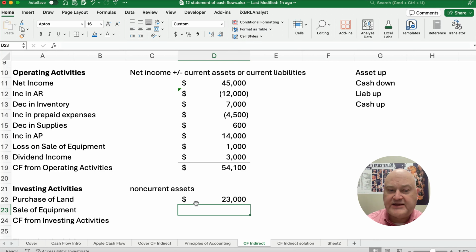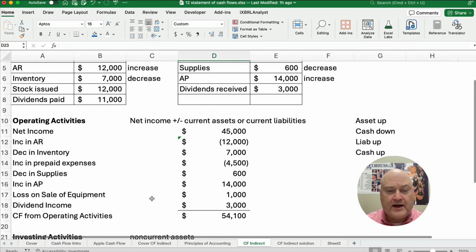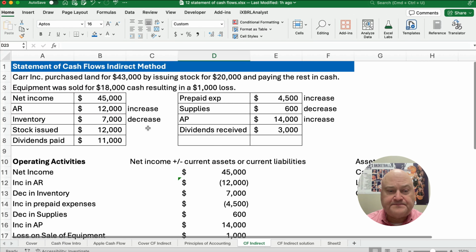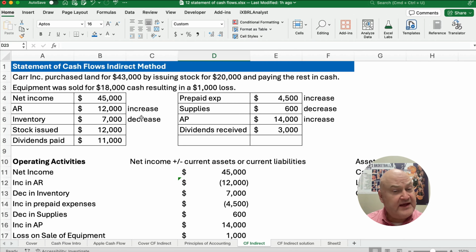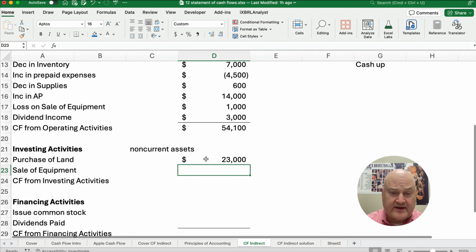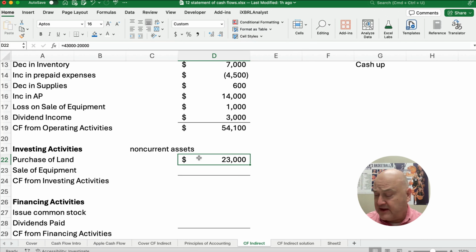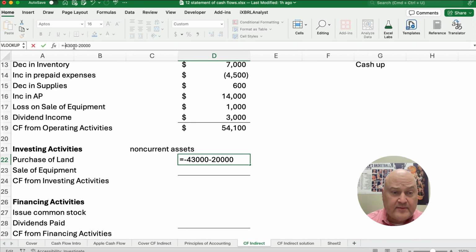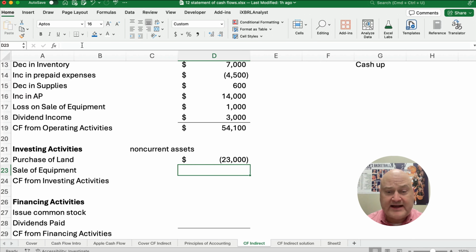Remember, this is the cash flow statement. We're only looking at the cash effect. All right, so now let me ask you this. Did we receive cash of $23,000 or did we pay cash of $23,000? Well, we paid cash of $23,000. So what we want to do is make this a negative: $43,000 plus $20,000. So we need to make sure that it has a negative $23,000.